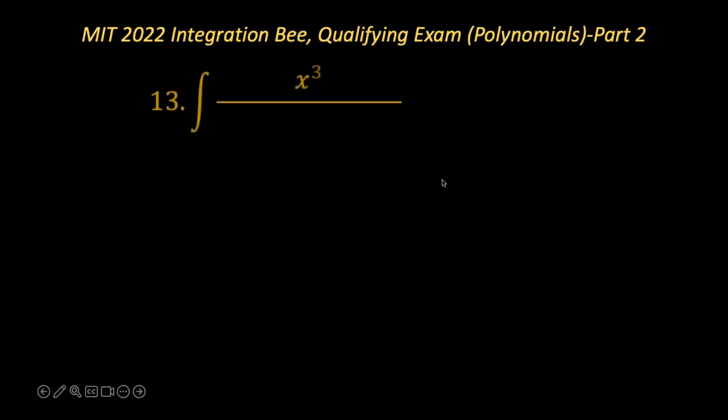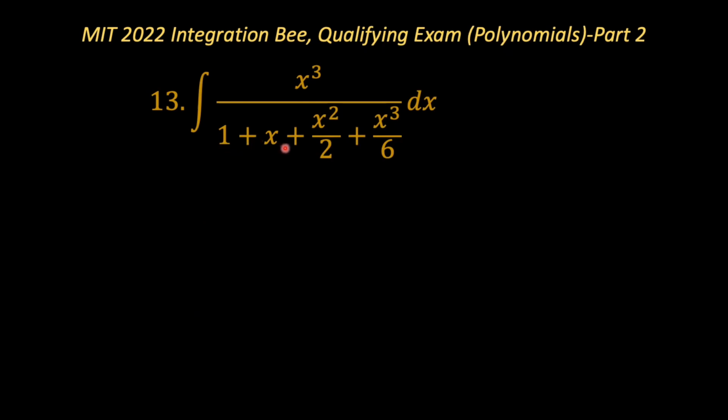So the first problem will be problem number 13 in the qualifying exam of the 2022 Integration B, which is the integral of x to the power 3 over 1 plus x squared over 2 plus x cubed over 6. This is an indefinite integral, so it has no limits. The next problem is problem 18, which is the integration of 1 over square root of x minus x squared. Now this is also an indefinite integral, so we have no limits.